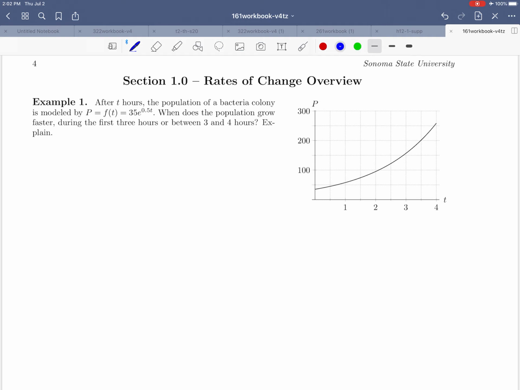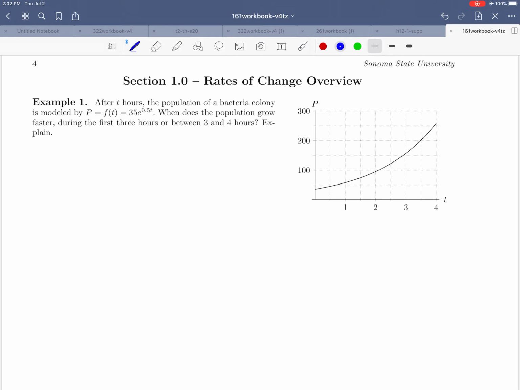After t hours, the population of a bacteria colony is modeled by p equals f of t equals 35 e to the 0.5 t. When does the population grow faster? During the first 3 hours or between 3 and 4 hours?